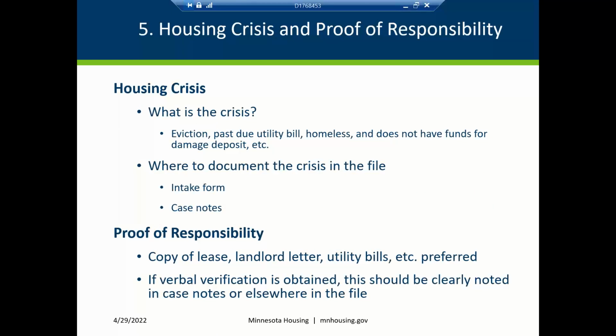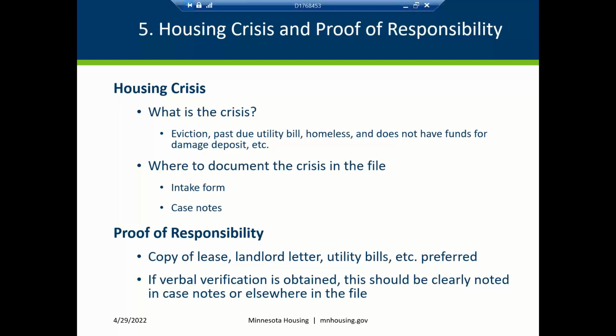So we also look for evidence of the housing crisis and proof of responsibility. So in this circumstance, it's typically something that says that the household owes back rent, owes a past due utility, is going to be unable to pay rent for something. Maybe they had a medical emergency. And then also it's basically just a way for you to know that this household is experiencing a crisis. Sometimes it's even on the intake form. But we typically look for this information on the intake form itself or in the case notes.